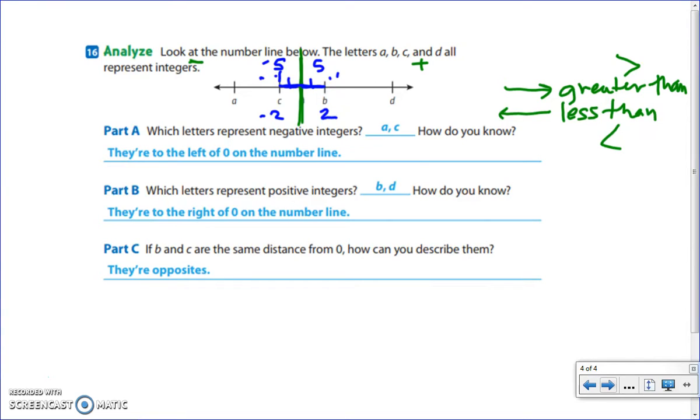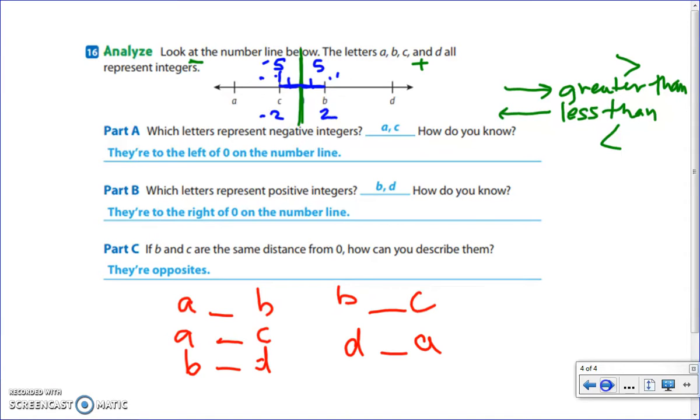It may ask you, let's actually do a few more problems real quick, to compare A and B. Let's compare A and C, B and D. We're going to compare these with greater than or less than signs. B and C. Let's do D and A. Okay, let's just compare each one of these. So let's start with A and B. This is where A is, this is where B is.